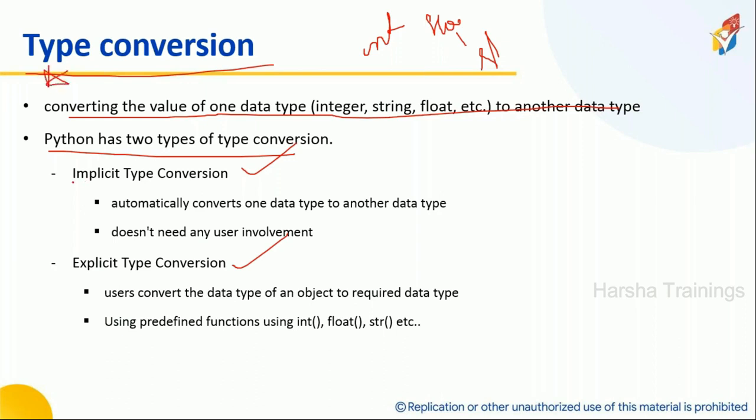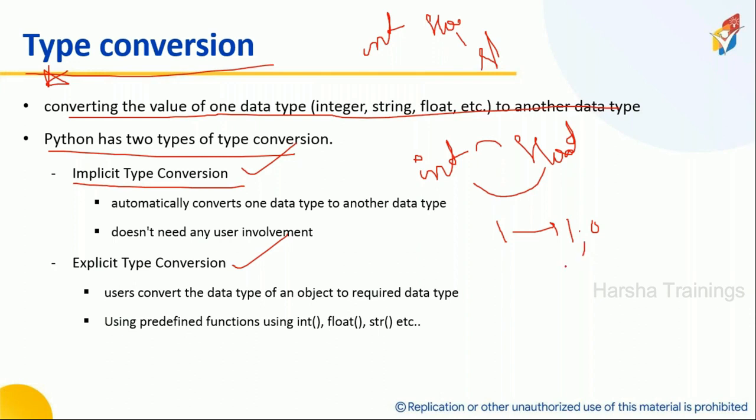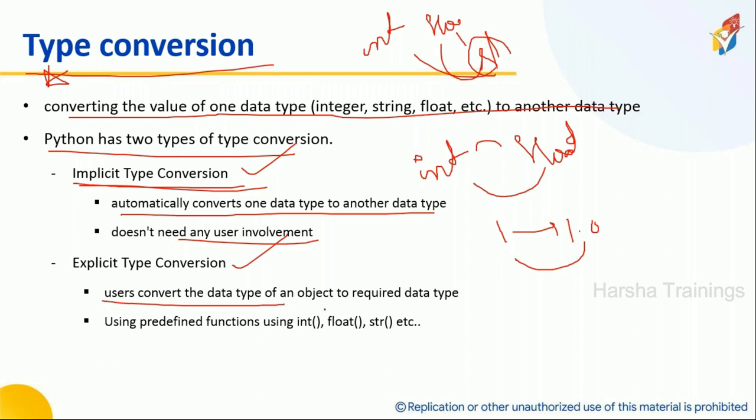And what is the meaning of implicit conversion? For example, int to float, I can convert easily, or I can convert float to int automatically. For example, if I convert 1 to float, 1 will become 1.0. If I convert float to integer, 1.0 will become 1. This is called implicit conversion. It automatically converts one type to another, doesn't need any involvement. Another type of conversion is if I want to convert string to integer or string to float, it will not be done automatically. Users have to convert by using built-in functions such as int, float, or str.